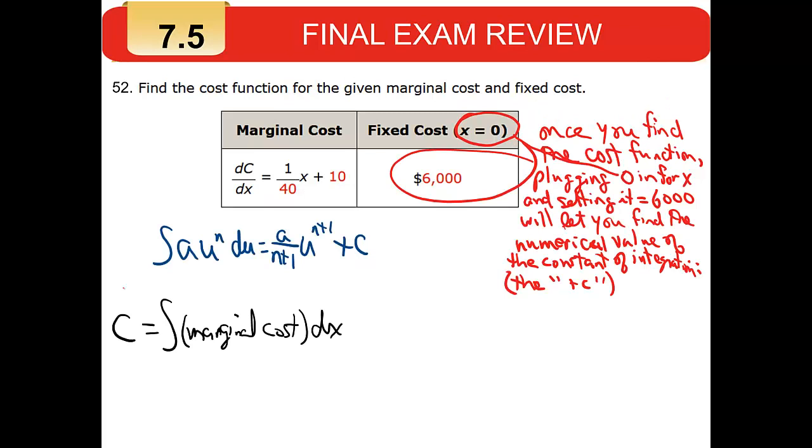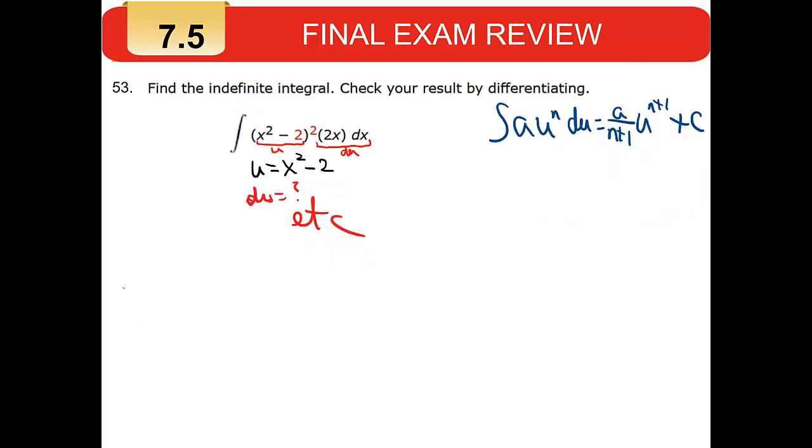Here you just got to remember you're given the marginal cost and you want to find the cost, so that will be an integration. And the fixed cost is what happens when x is equal to 0. That's the additional information needed to find what c is. So you've got to use that last information to find out what c is.